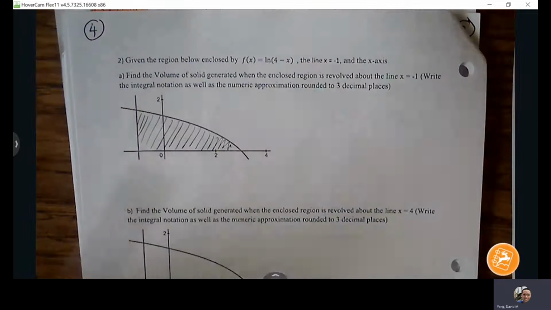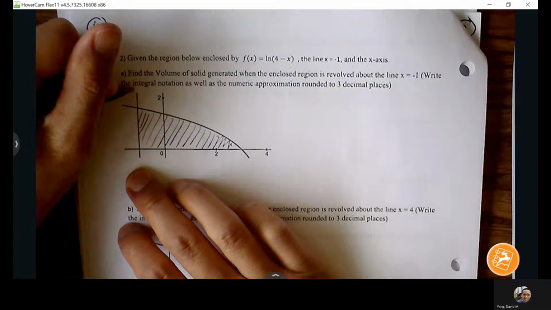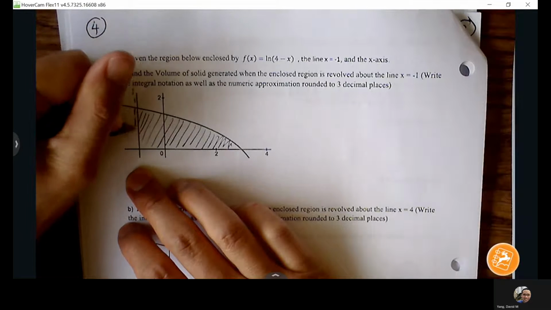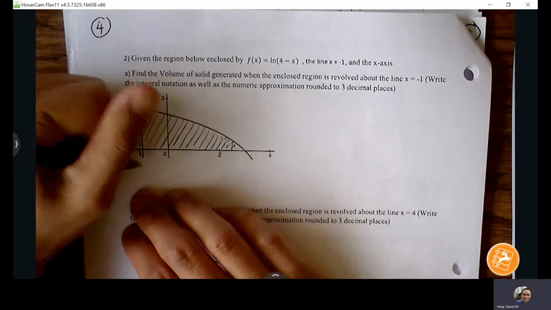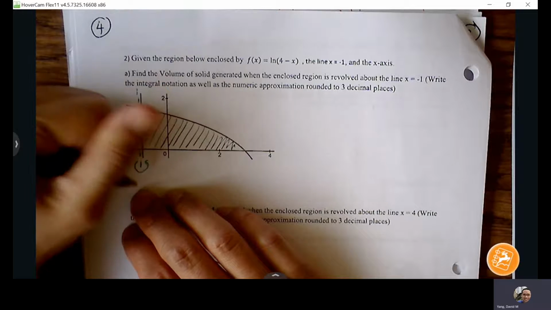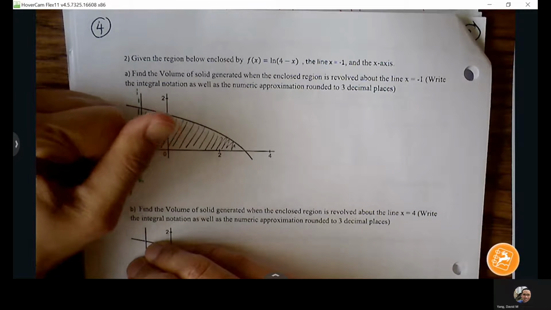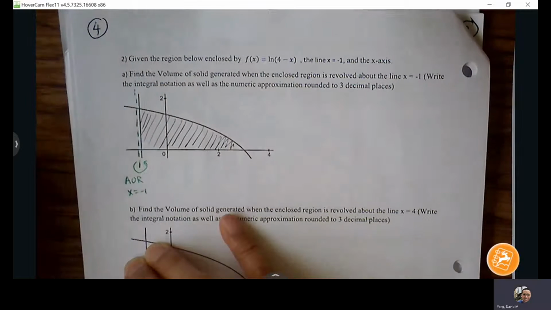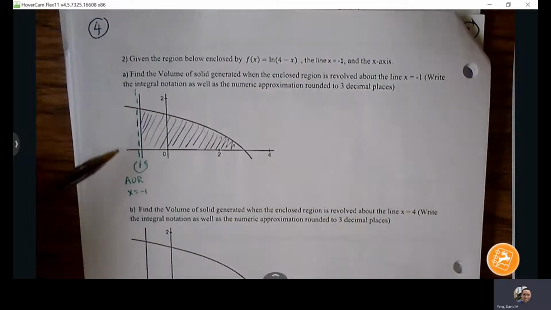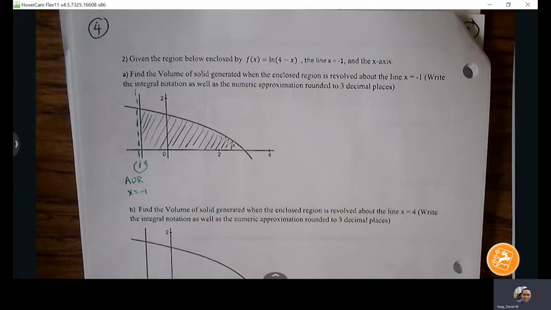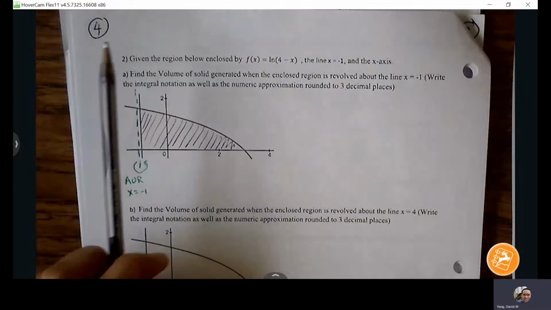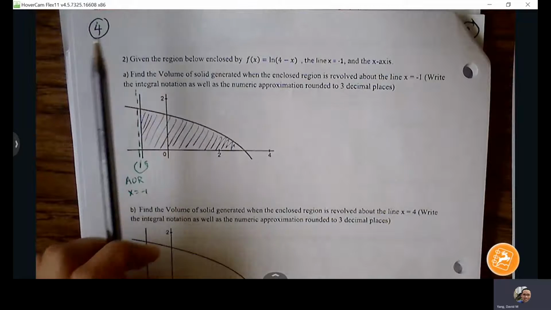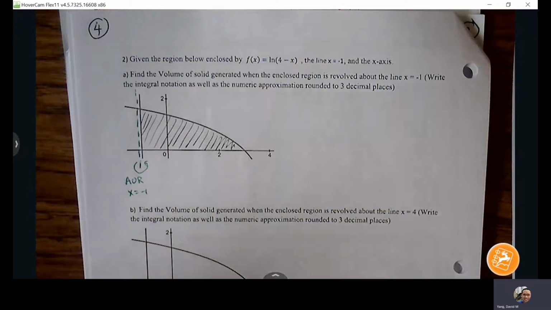Okay, rotation around the line x equals -1. Okay, so just by this alone, we should be able to determine whether this is disk or washer. What do we have here? Disk, yeah. You see how that dotted line is right up against the flat surface of the shaded region. There's no gap, there's no hole. All we need is one radius.